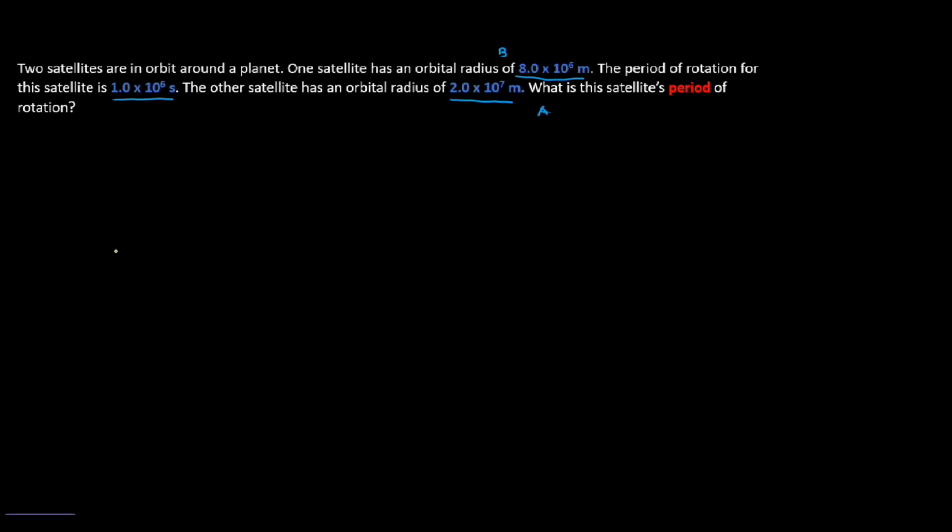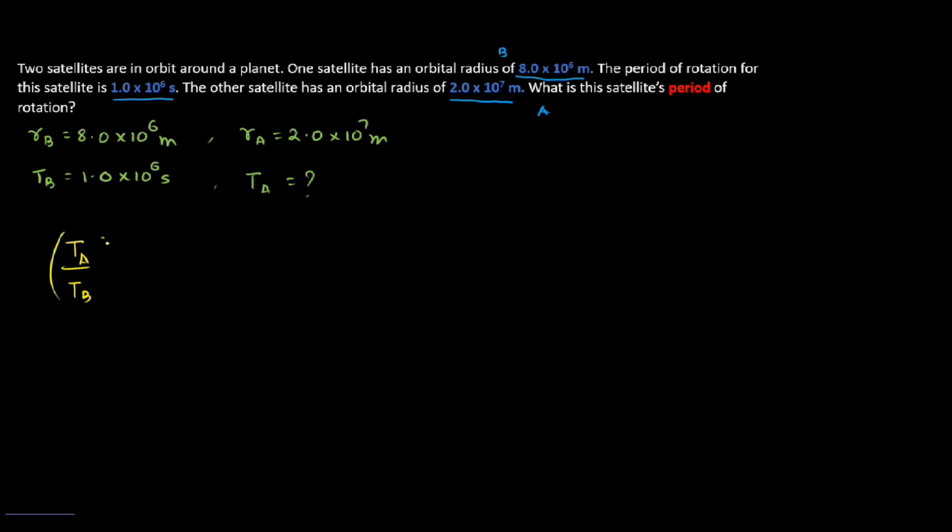So let's write down what the question has given us. I have the distance of B, RB, which is 8.0 times 10 to the power 6 meter. We have its time period, TB, 1.0 times 10 to the power 6 seconds. Distance of the second satellite, RA, is 2 times 10 to the power 7 meter. I need to find its time period. Again, we use Kepler's third law. Kepler's third law says that the ratio of time periods squared equals the ratio of average distances cubed.